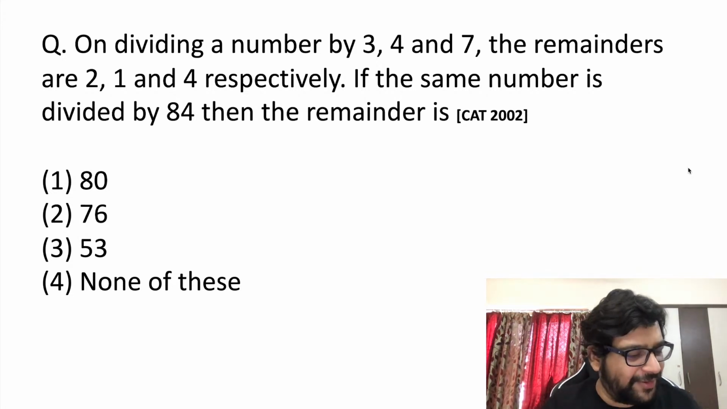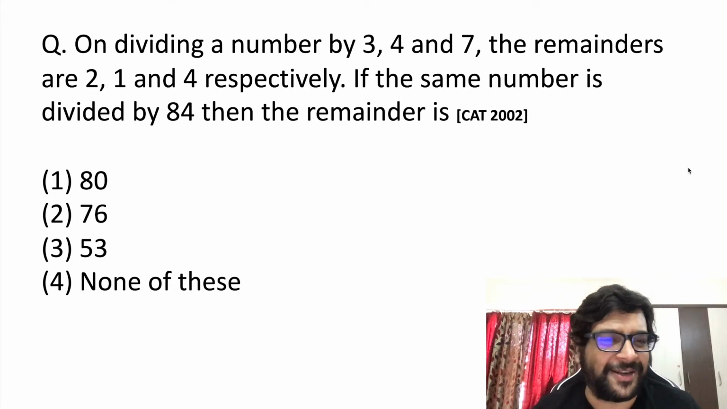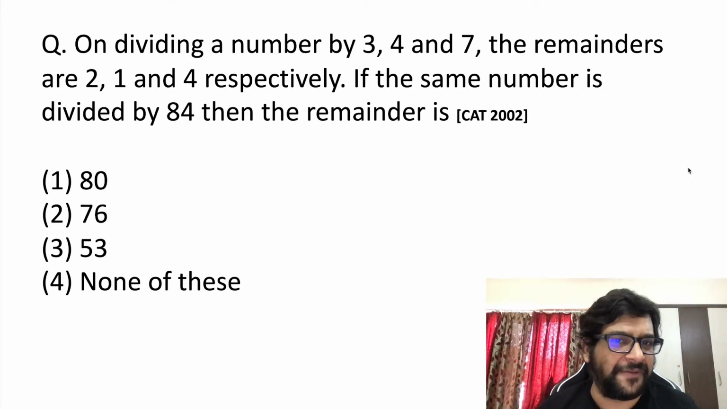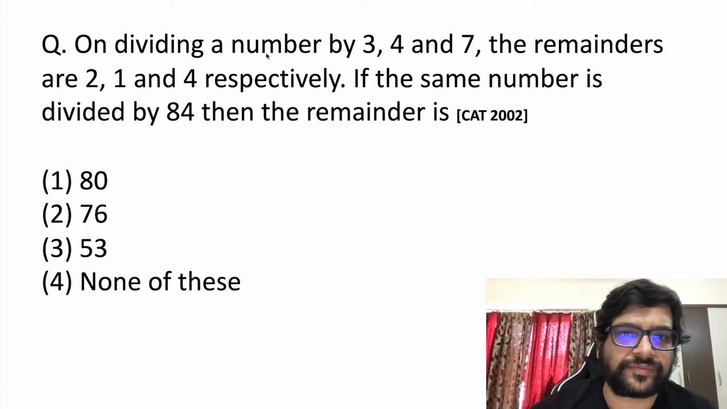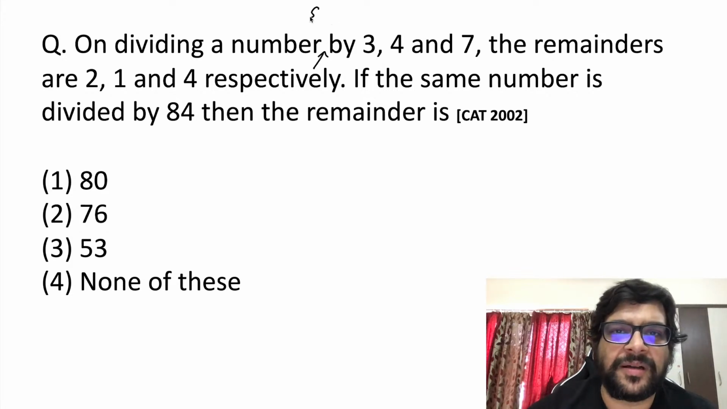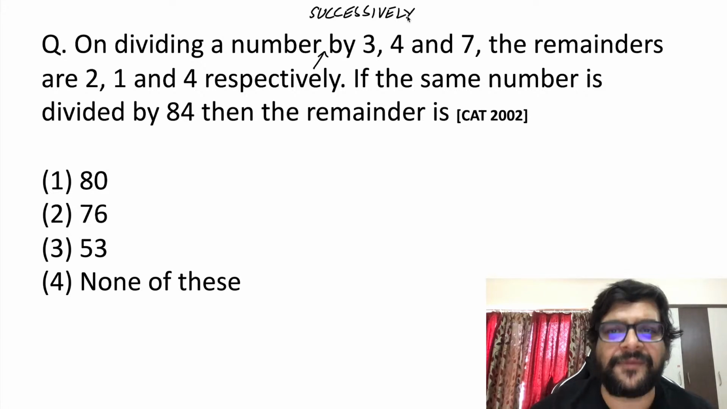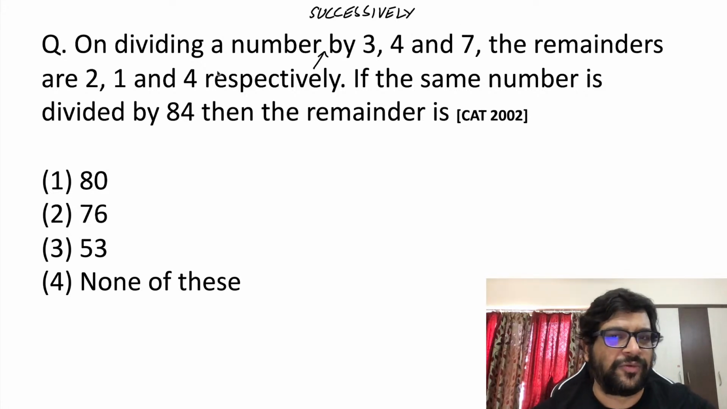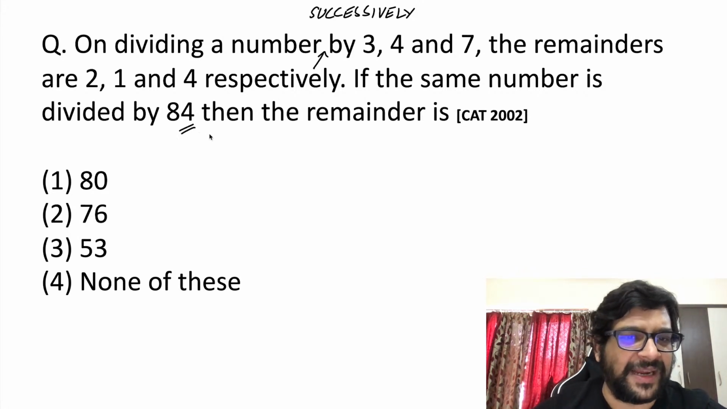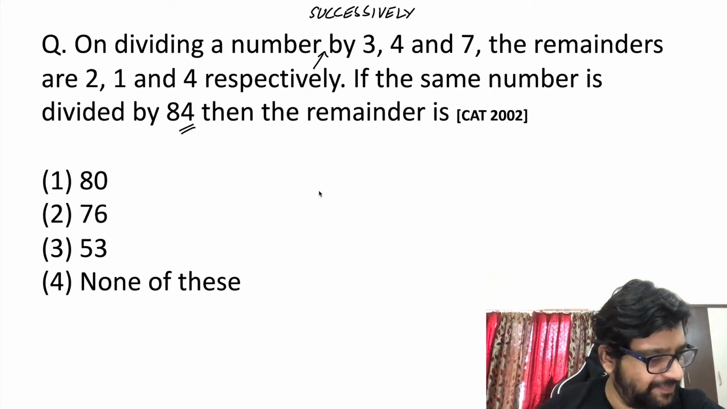This is a question from CAT 2002. On dividing a number successively by 3, 4, and 7, the remainders are 2, 1, and 4. If the same number is divided by 84, then what is the remainder?